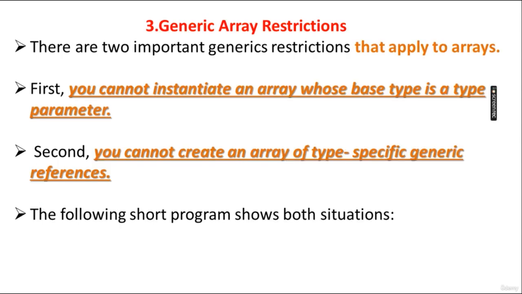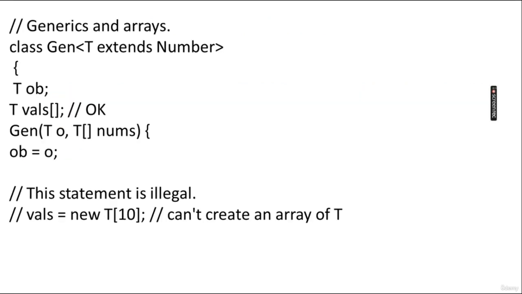Generic array restriction. There are two important generic restrictions on arrays. You cannot instantiate an array whose base type is a type parameter. You cannot create an object of an array whose base type is the type parameter. And second, you cannot create an array of type-specific generic references. We will see one example.